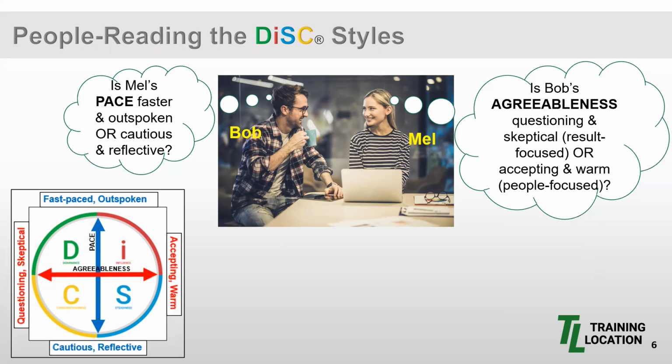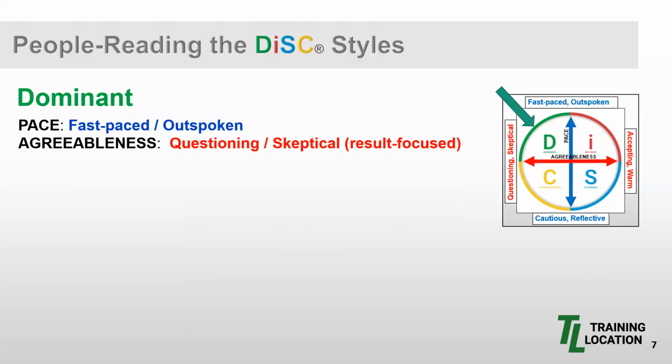Because pace is shared between the D and the I, the faster pace. Similarly, if Mel discovers that Bob demonstrates a questioning and skeptical agreeableness, Mel can at least begin to determine that Bob is probably either a D or a C. From there, each will want to observe more behaviors to help determine the other missing aspect of pace or agreeableness model to help accurately identify a specific DiSC style.